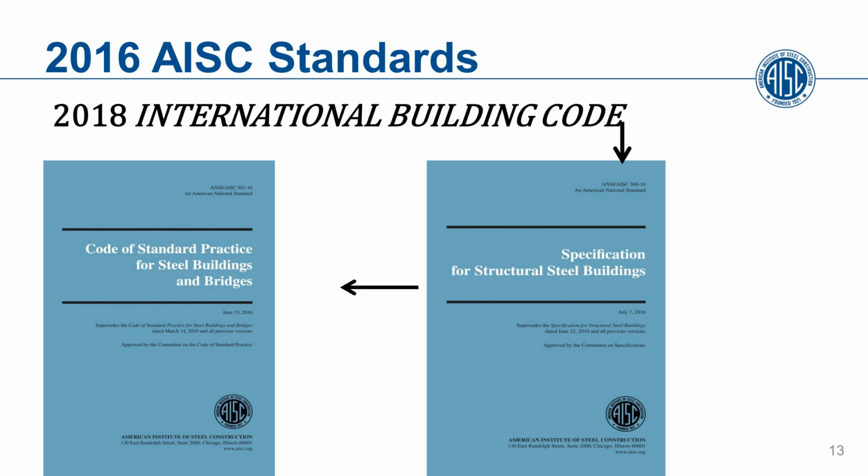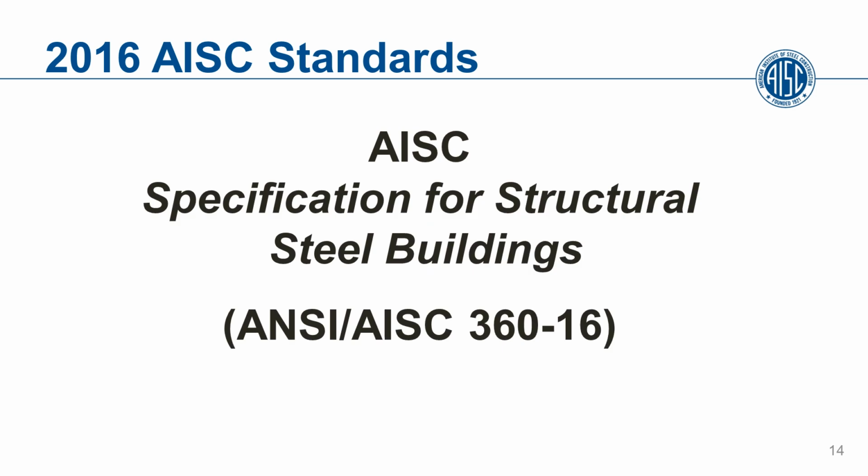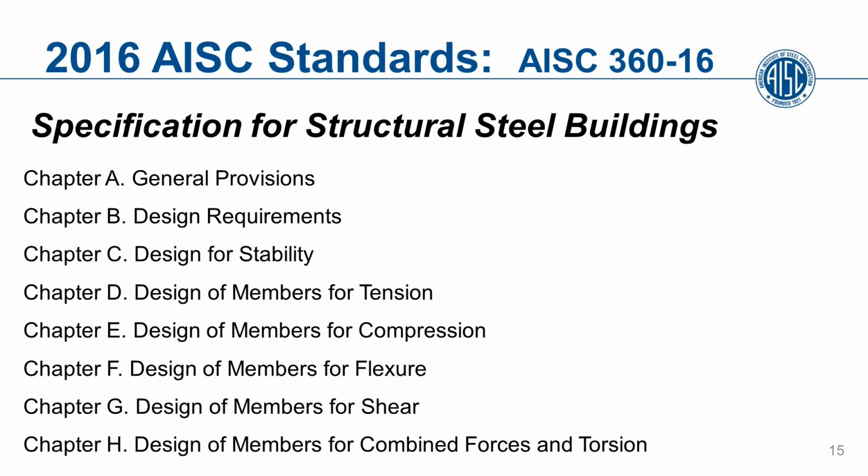In light of that, the first subject we're going to be covering is the AISC Specification for Structural Steel Buildings, or AISC 360-16. When you look at the table of contents for the specification, you're not going to see many changes. Some of the subject matter in the specification itself has changed, but the table of contents really has not changed that much.